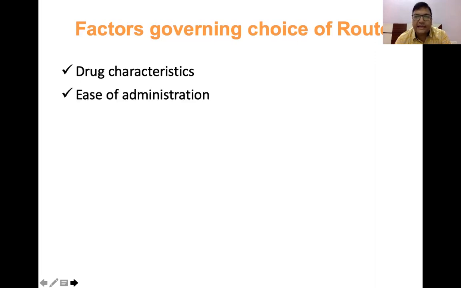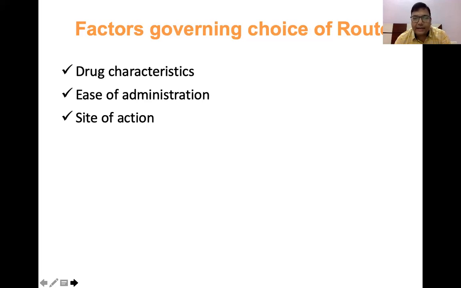The second is the ease of administration. The easiest method should be chosen for administering the drug. The other is the site of action. Whether we want a localized effect or a generalized effect. Based on that also we are going to vary the route of drug administration.